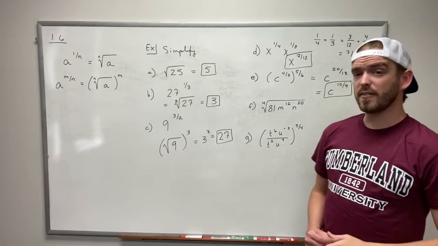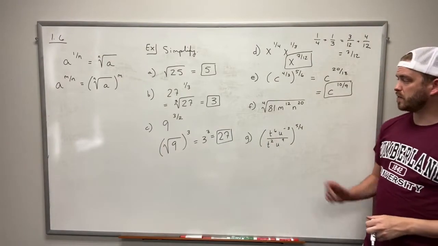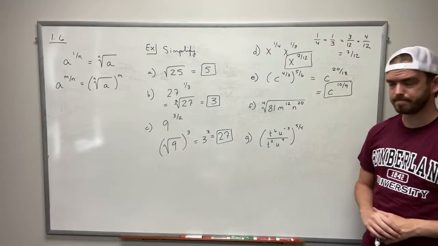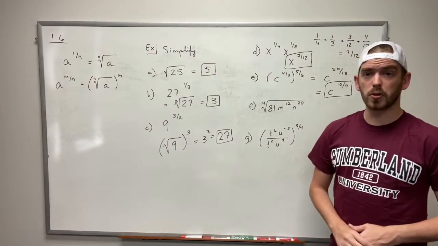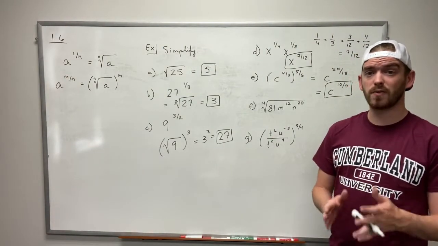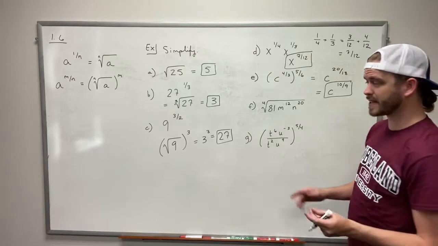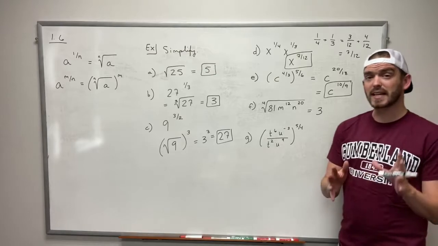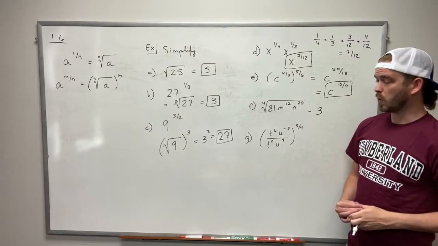In example F, we're looking at the 4th root. We have the 4th root of 81, m to the 12th, n to the 20th. So just like with the numbers before, we're looking for a number that multiplies by itself 4 times to get to 81. In this case, it's going to be 3. In order to solve the variables though, there's a neat trick that we can use. We're just going to divide.